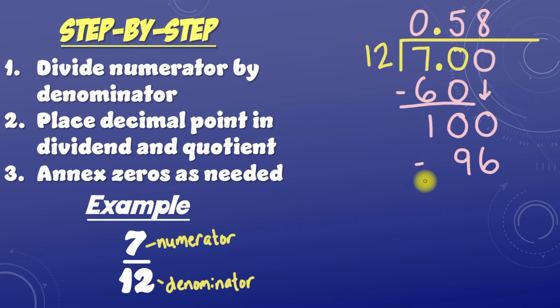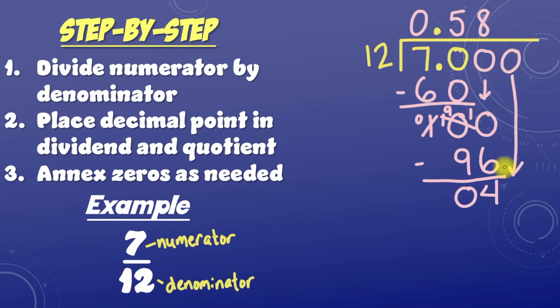We're going to have to subtract these values. I can't do 0 minus 6, and I can't borrow from nothing. So this 1 will become 0, this will become 10, and then this 10 will become a 9 to make this 0 a 10. 10 minus 6 is 4. And 9 minus 9 is 0. Since I have a remainder, it means I still have some work to do. So I'll annex a 0, bring it down, and repeat the process.